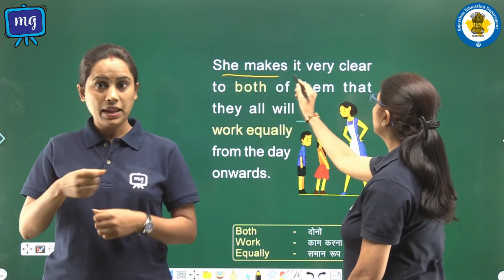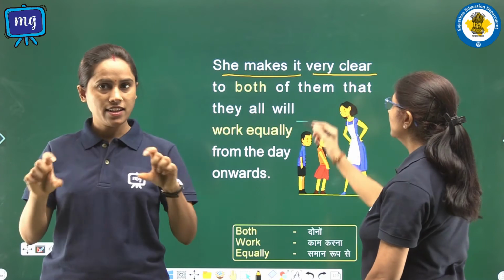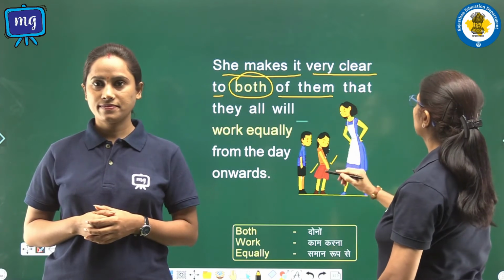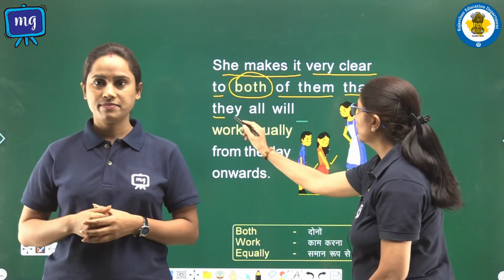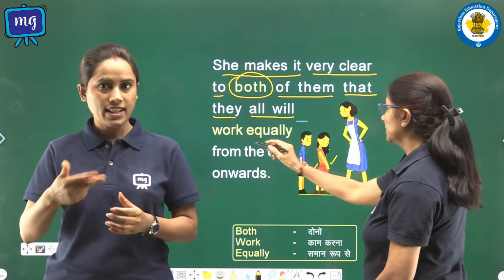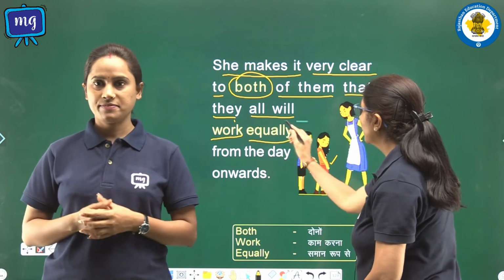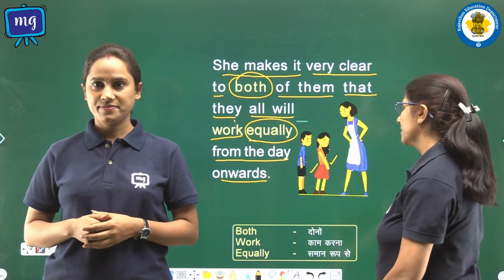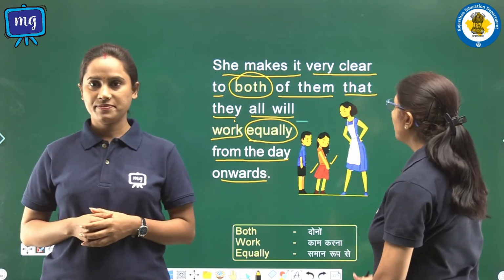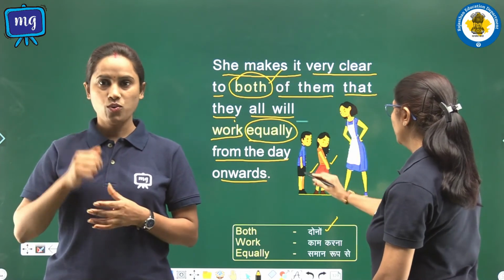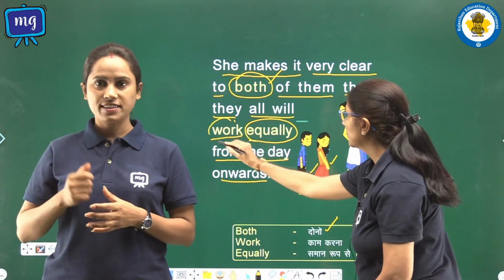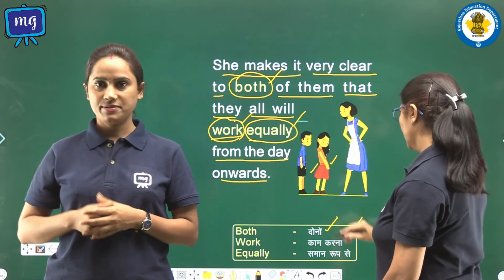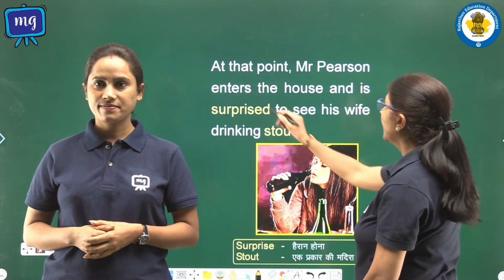She makes it very clear to both of them that they all will work equally from the day onwards. Word meaning: both, दोनों, वर्क, काम करना, इक्वली, समान रूप से.